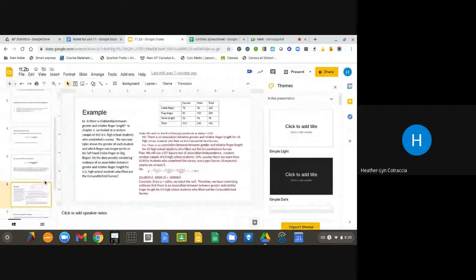So I have 2 examples. This first one here is going to bring us right through the whole hypothesis test, and then the last one's going to compare the 3 so that you can see the similarities and the differences. So in this one here, I want to know, is there a relationship between gender and relative finger length? Supposedly at some point we looked at a random sample of, I was going to see if I could zoom a little bit here.